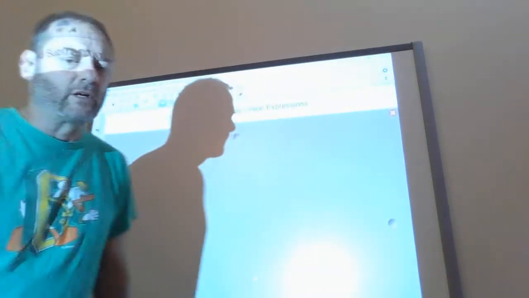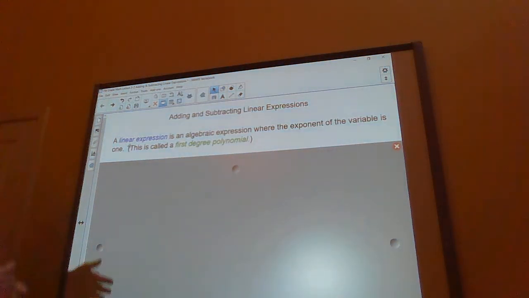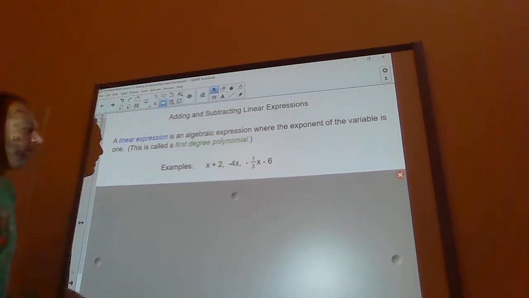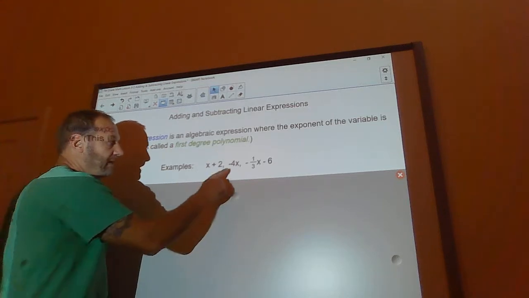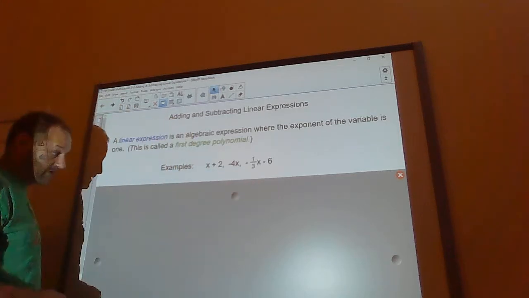Hello everybody, today we are going to add and subtract linear expressions. So a linear expression is an algebraic expression where the exponent of the variable is 1. This is called a first degree polynomial. So what does that look like? Well, here's some examples. x plus 2, negative 4x, negative 1/3 x minus 6.